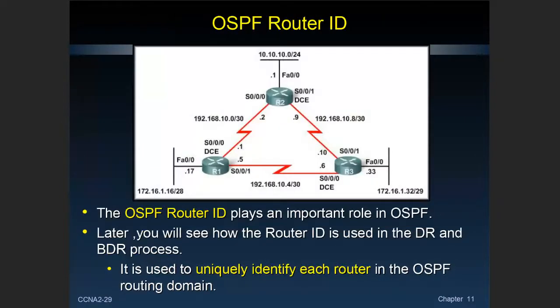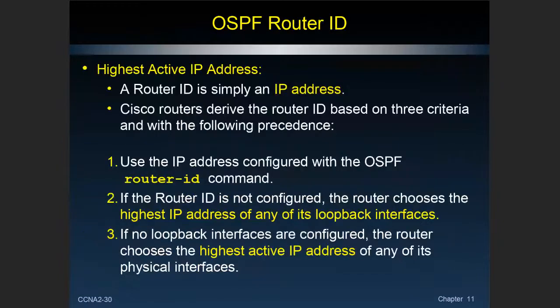Now, the router ID. Every router has to have a router ID. We need to uniquely identify each router with a unique router ID, which is a 32-bit value like an IP address. It can be derived from an IP address. So there are a couple of ways of determining this. Number three: the highest active IP address. If there are no loopback ports and there is no router ID command configured, that will become the OSPF router ID for that particular router.